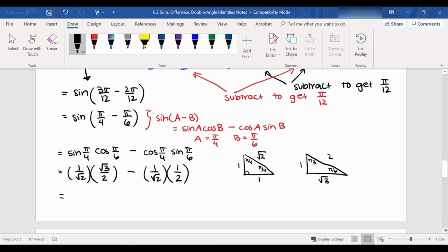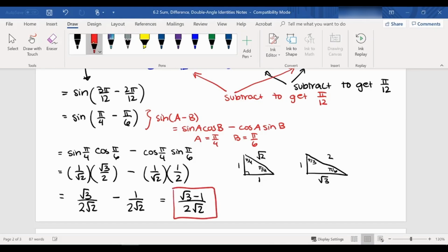And now if I multiply these together, I get root 3 over 2 root 2 minus 1 over 2 root 2. And we're going to just rewrite this as one fraction because they have the same denominator. We'll write it like this. And we can leave it like that. It's that exact value. We do not want to plug this into our calculator. We want to leave it. We could also rationalize the denominator if we want, but leaving it like this is fine.